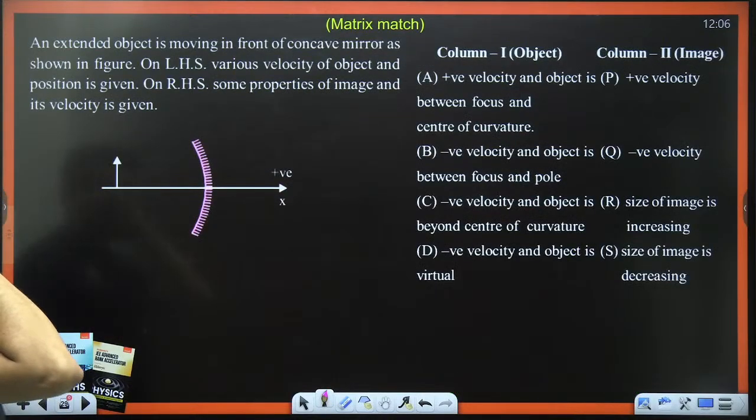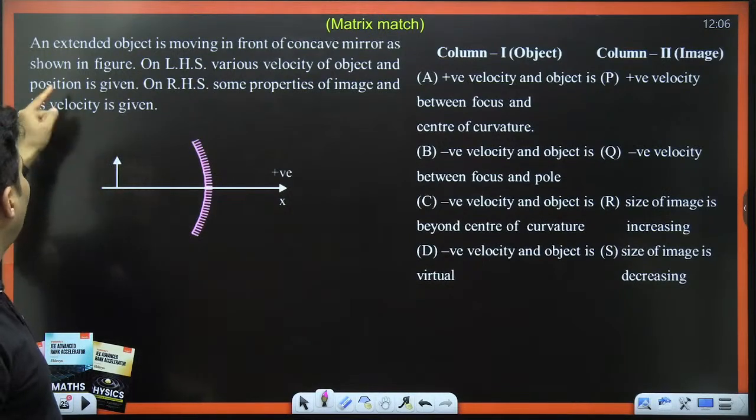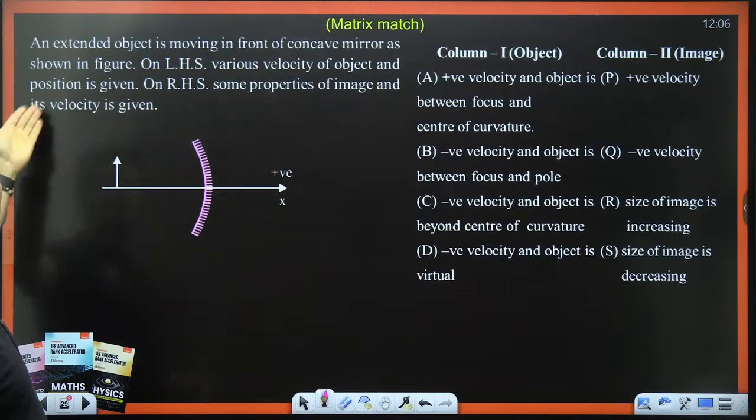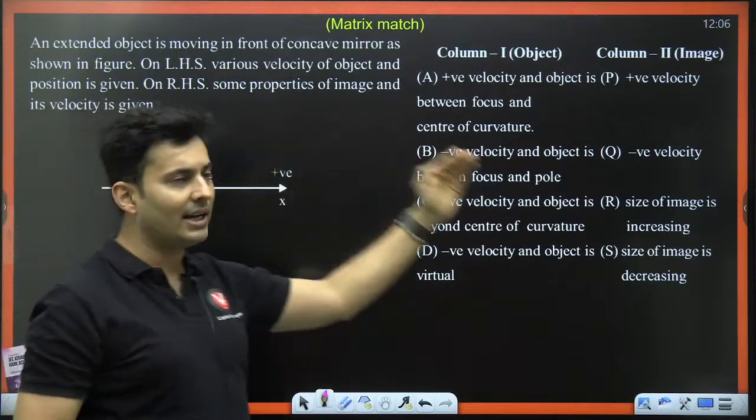So that's it. What about this question? Ray optics, guys. I think an object is given and on the LHS various velocities of the object and positions are given, and the properties of the image and its velocity are given on the right hand side.